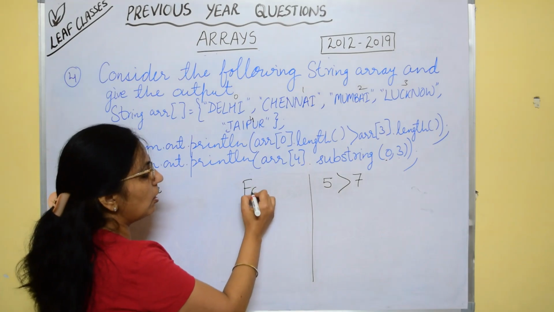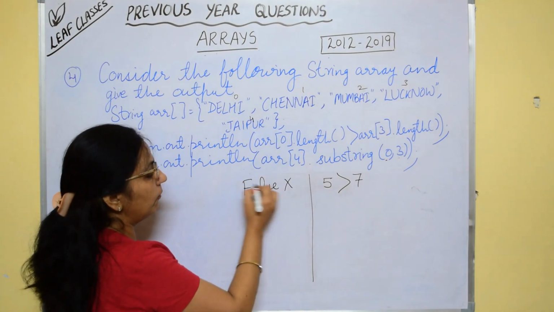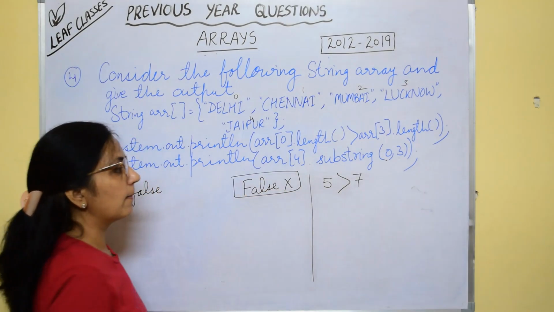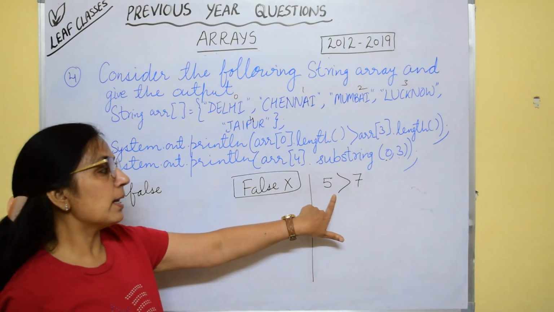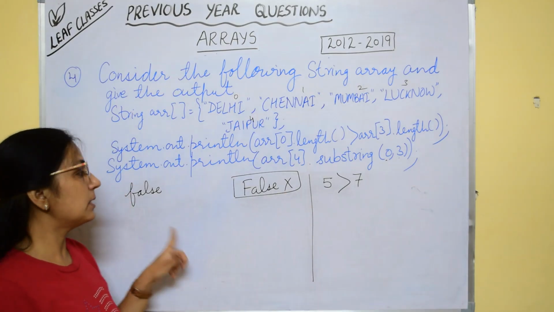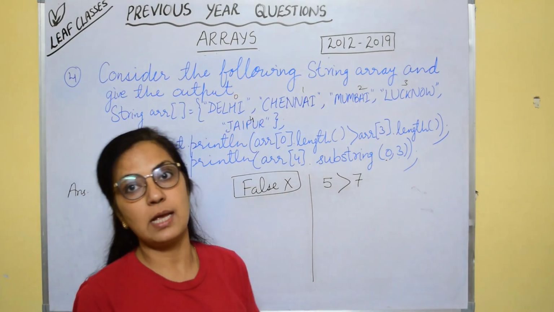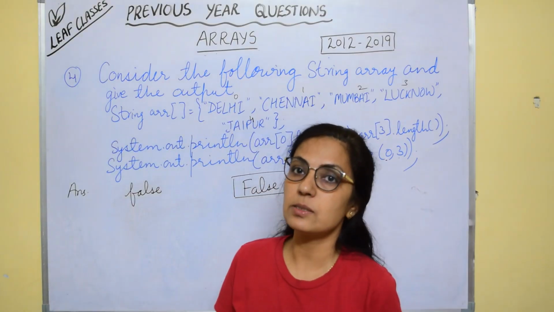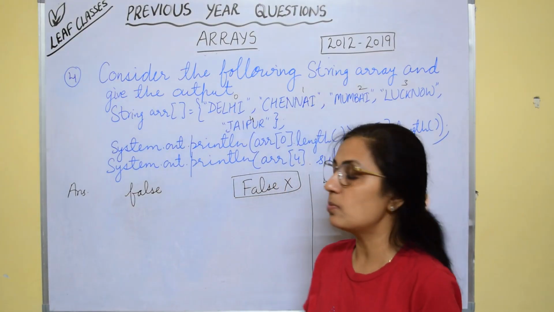Here you cannot write capital F false like this. This is wrong, because this will return the answer in Boolean type, and Boolean true and false are always written in small letters, all the letters in small only.